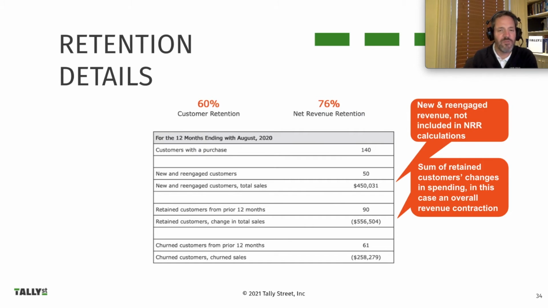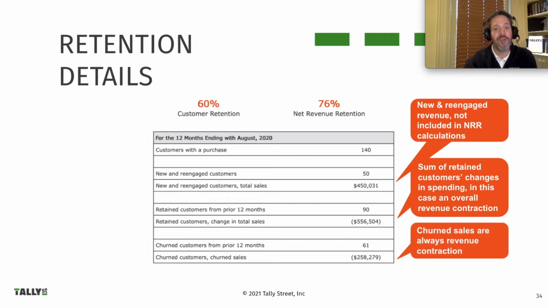And we don't have the total revenue number here that those customers spent, but we do see that they continue to spend money, but they spent about $556,000 less than they did in the prior year. In addition, we had 61 customers from the prior period who didn't buy again at all, who were churned or lost, and they represent a loss of $258,000. So given that we have revenue contraction among the customers who were retained, and among the customers who were completely lost, it's not surprising that the net revenue retention is below 100.